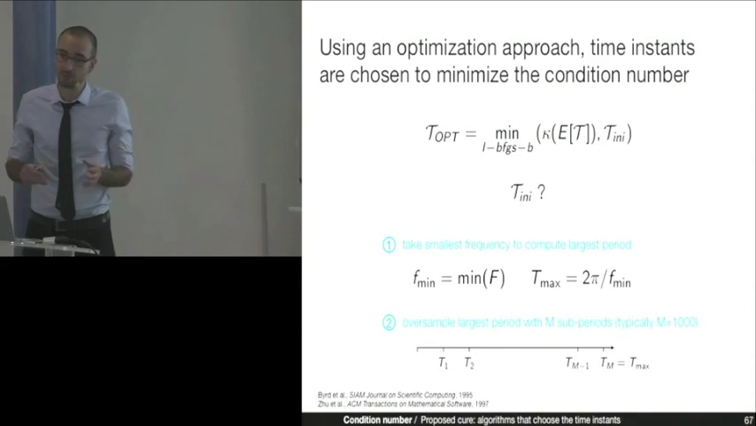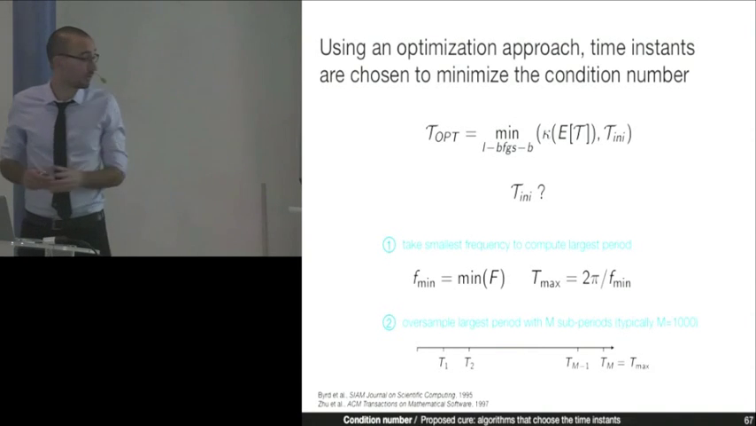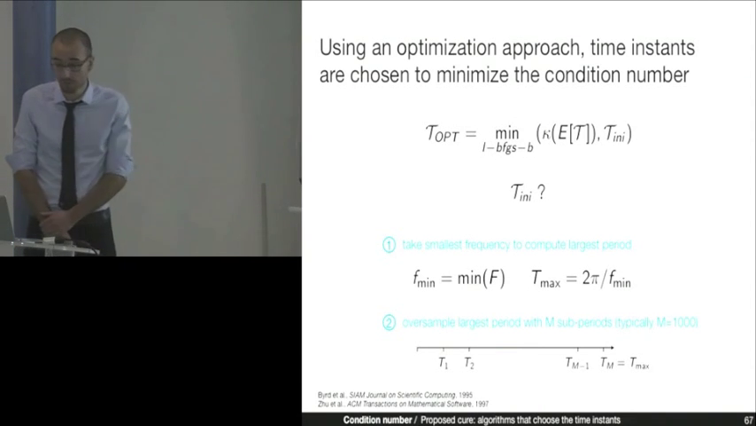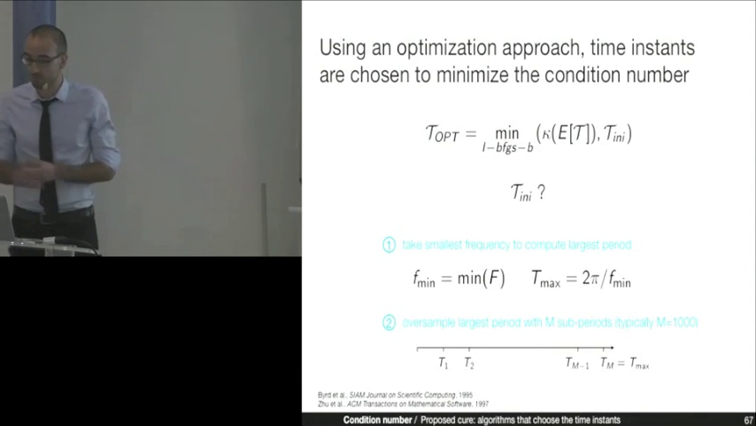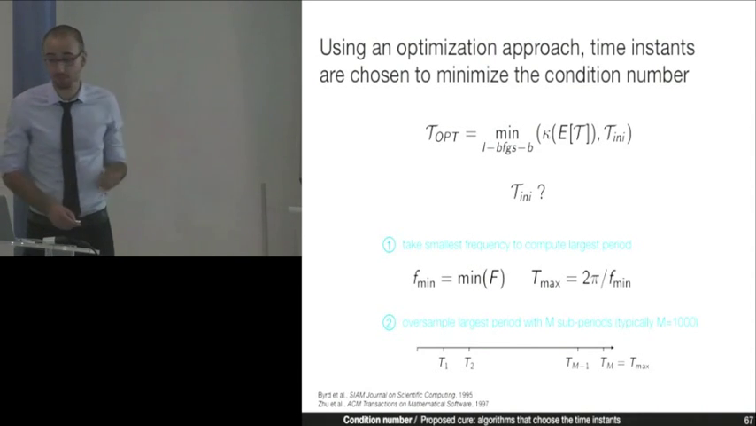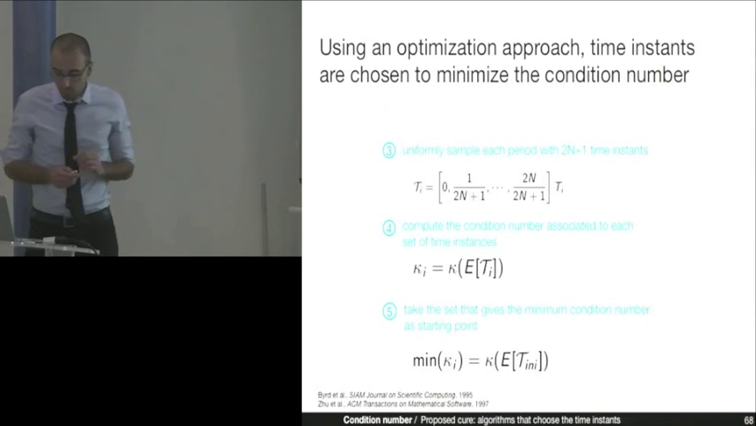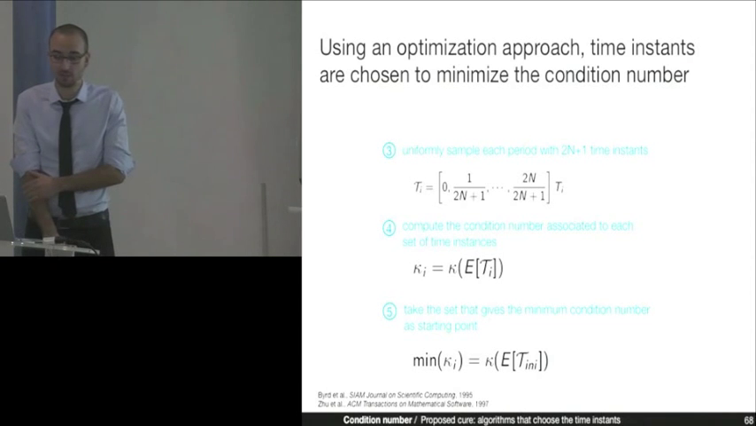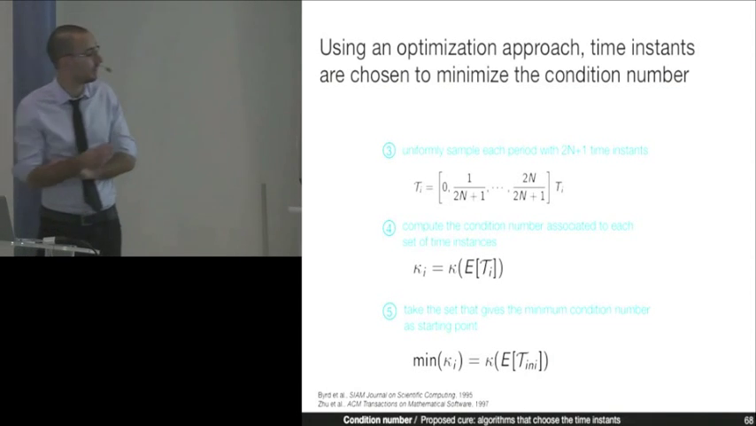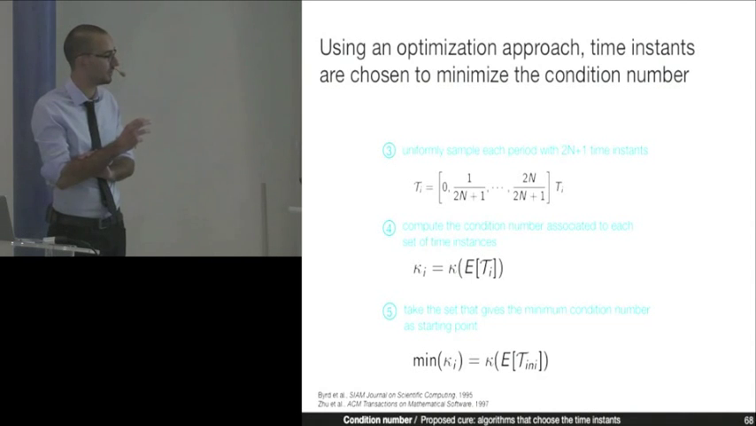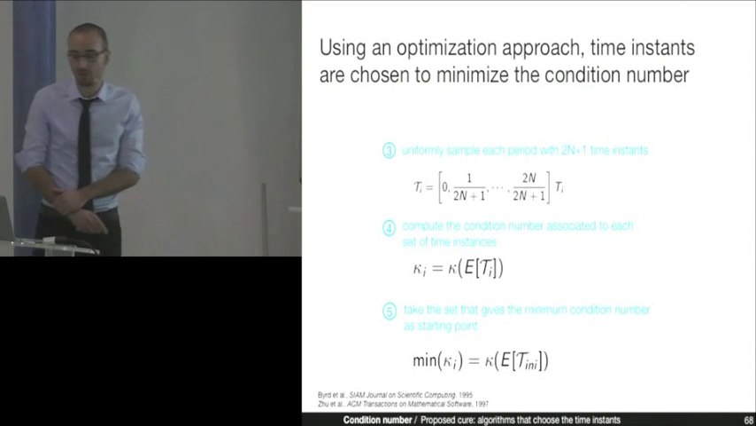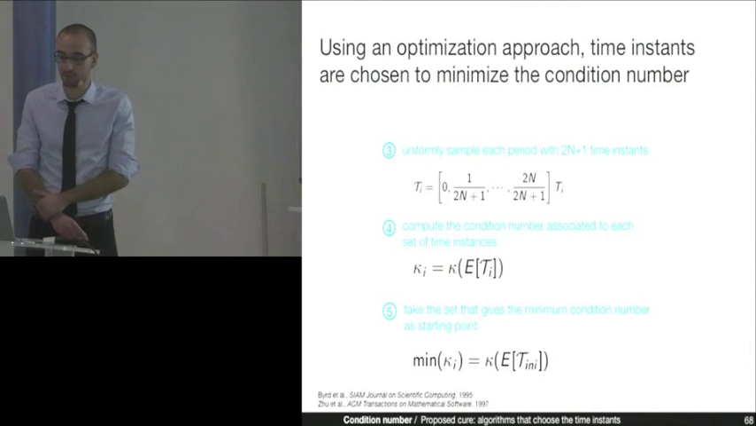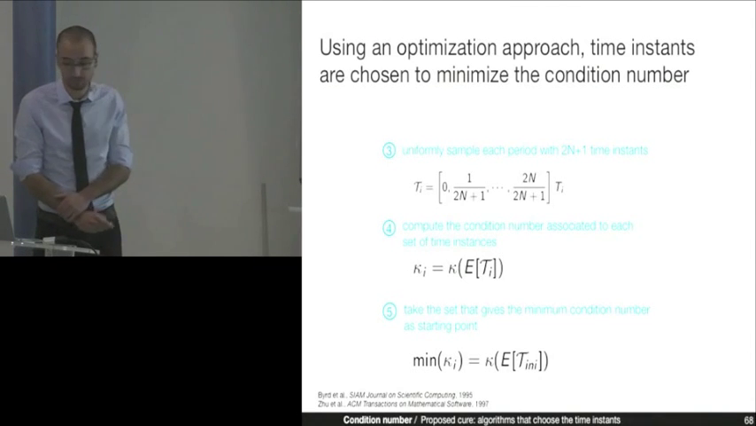To take this initial condition, we try to oversample the maximum period. So we take the minimum frequency, to which corresponds the maximum period. On this maximum period, we will oversample, yielding m subperiods. For each of these subperiods, we will compute the uniformly sampled time instants. And we get m sets of time instants where we will compute the condition number. The set that provides the minimum condition number is used as an initial guess.